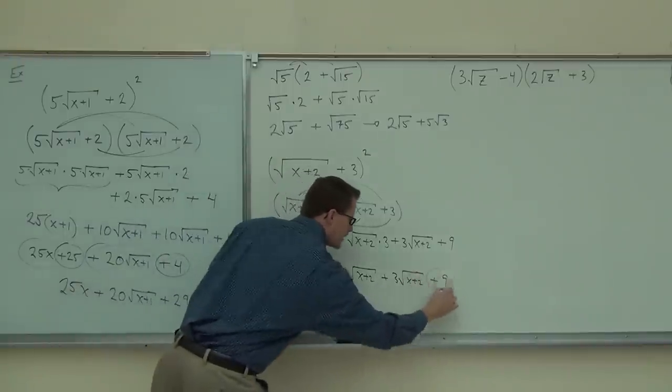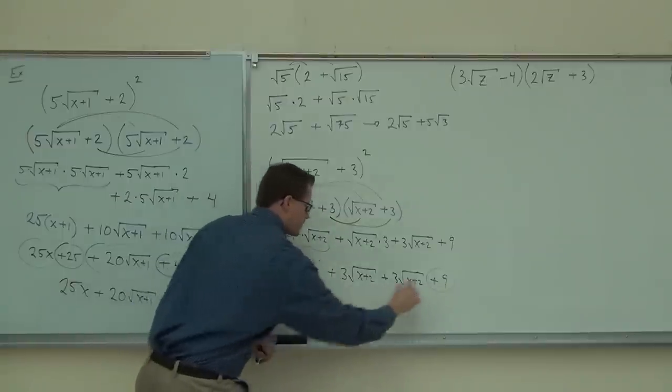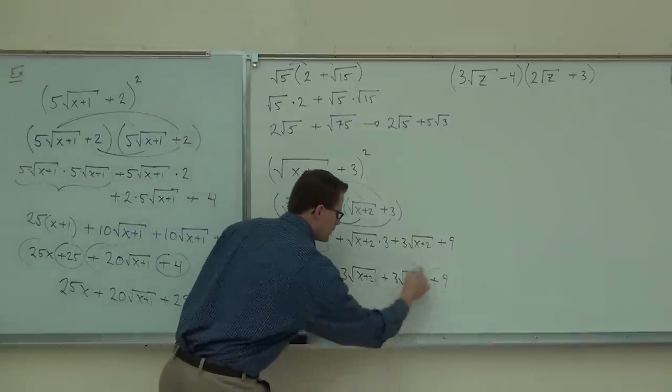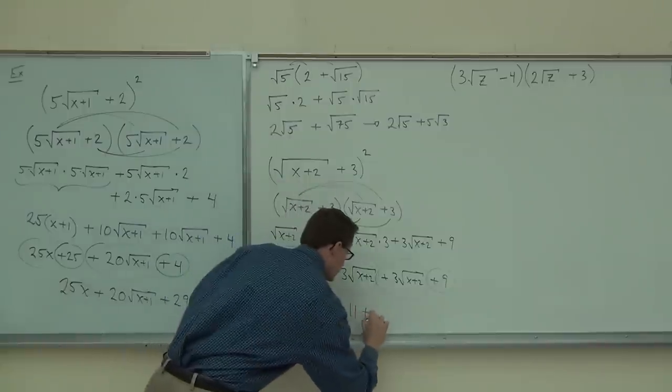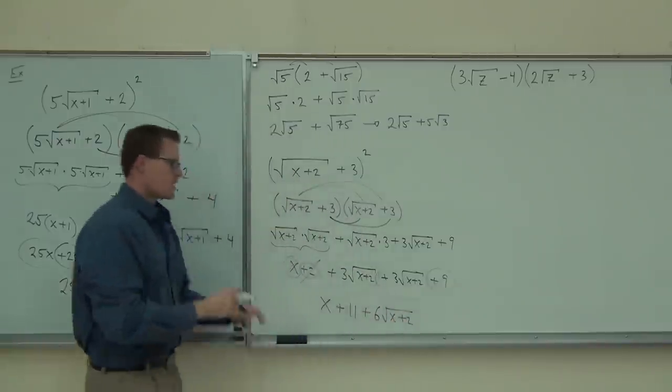I got a 2 and a 9. 2 and a 9 is going to give me plus 11. Got it. Lastly, I've got my like terms in the middle. How much is that going to give you? 6 square root of x plus 2. Good. The radical or root x plus 2, that doesn't change. That's as far as you can go.